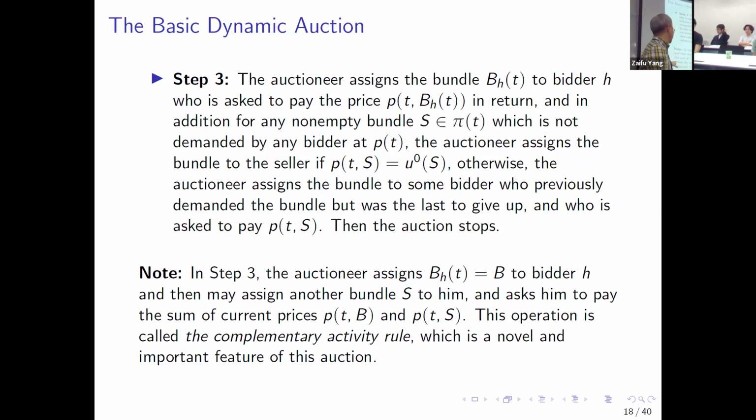So what we call this rule is a complementary activity rule. I'm confused. If bidder H consumes a union of B and S, then isn't he supposed to pay P of B union S? That's right. But in this auction, he's paying something different, P of B plus P of S. Yes, that turns out to be equal. You are right, but we will show this rule works.